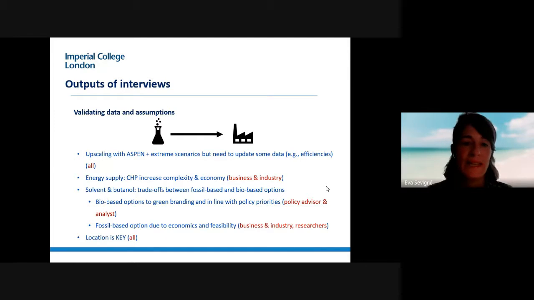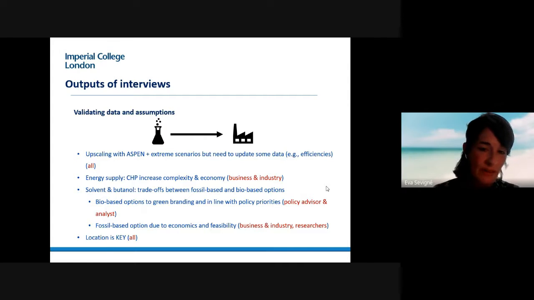In relation to validating the data and assumptions, we were discussing with them how we have upscaled the data, how we have moved from data that was obtained at a lab scale to represent a commercial or a large facility. And for that, we used Aspen and extreme scenarios. The stakeholders that had more technical background were helpful because they understand what we're trying to do, and they saw that the use of Aspen and how we have upscaled the process was credible and representative. But we needed to update some of the data that we were using because it was a little bit old.